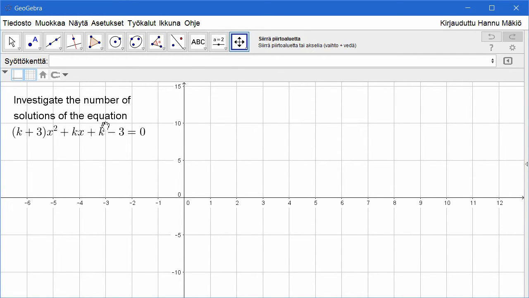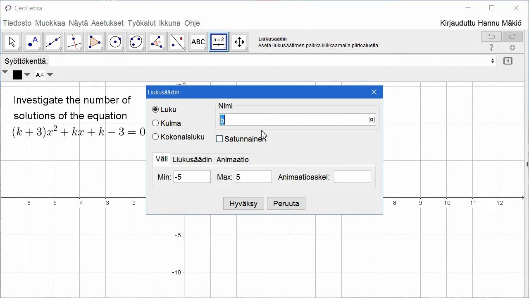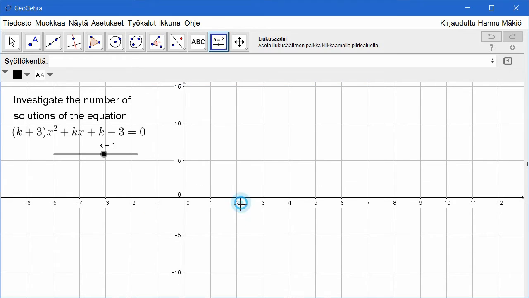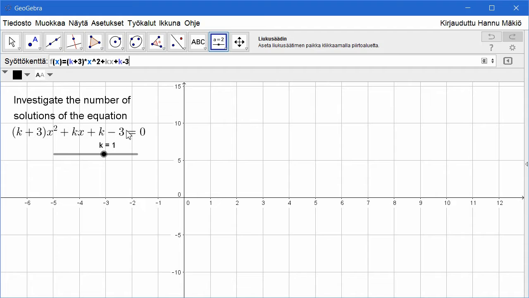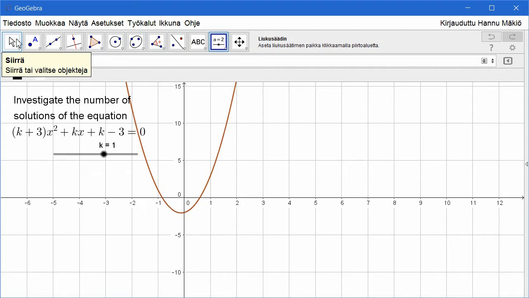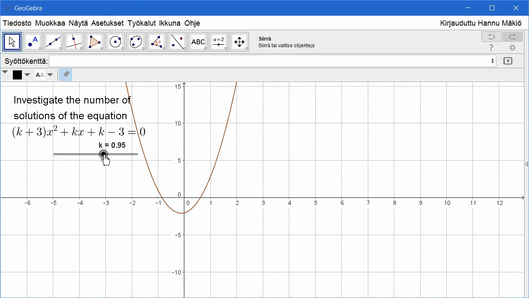The first way to solve this problem is that I make a slider for k, and it's okay to have it from -5 to 5, and then I write the equation for f, the left hand side of this equation. So there is my f.